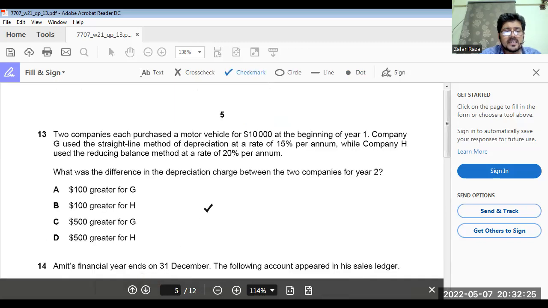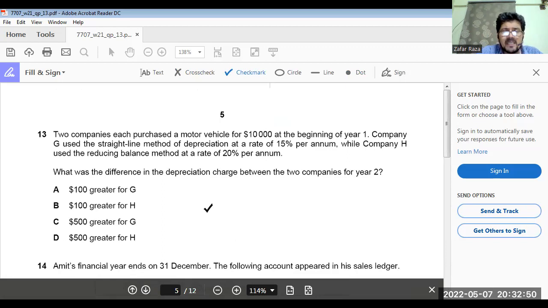13. Two companies each purchased a motor vehicle for 10,000 at the beginning of year one. Company G used the straight line method of depreciation at the rate of 15%, while company H used the reducing balance method at the rate of 20%. What was the difference in the depreciation charge between the two companies for year 2? In this question, we have to be careful.